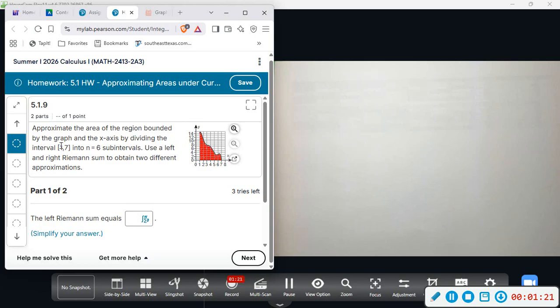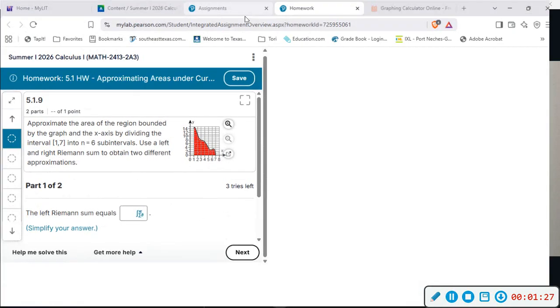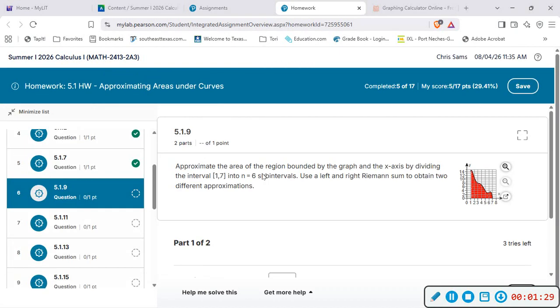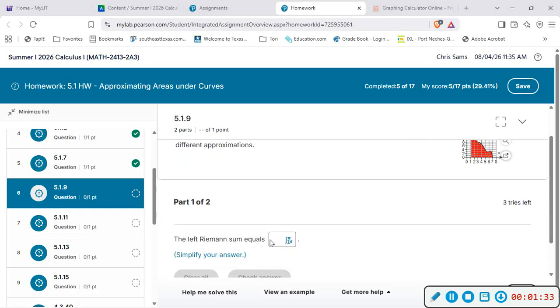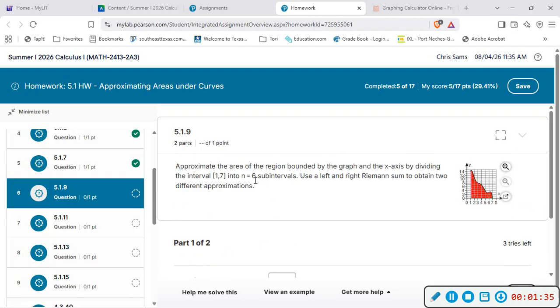Number 6, it says we want to approximate the area under the curve bounded by the graph. So it doesn't look like we're going to have to work anything out. We're just going to look at this problem and solve it. So using left Riemann sums, we're going to divide it into 6 subintervals.